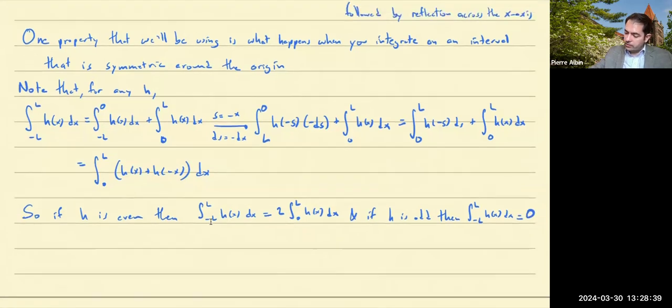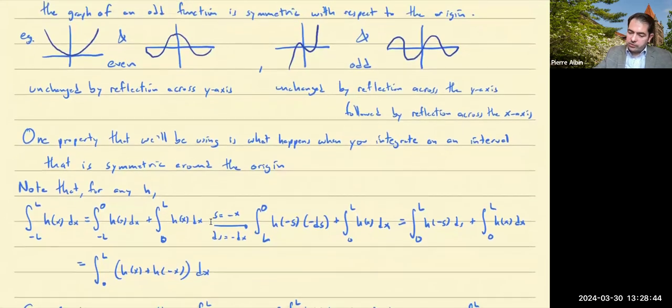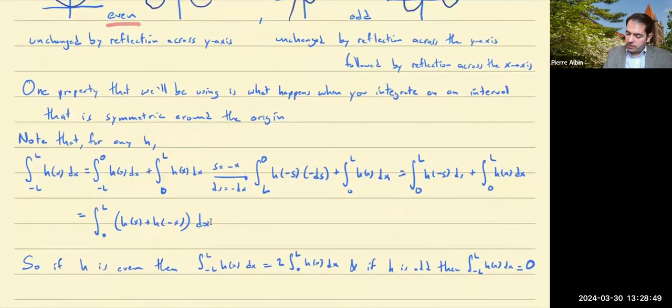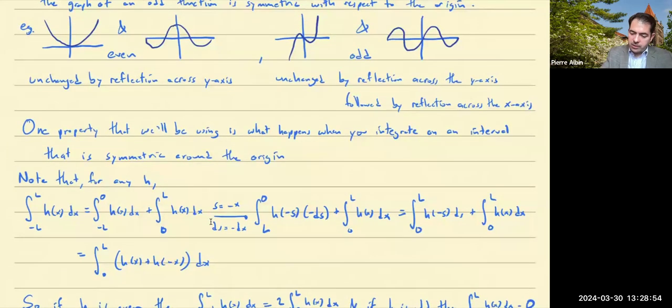Right? Let's think about that in terms of the graph. If I have an even function, then this says that integrating from minus L to L is the same as doing twice the integral from 0 to L. If you think about integrating from 0 to L, that would be the area under the graph here. If I were to go from minus L to L, that would be this area under the graph and this area under the graph. And what we've just computed is that this area is the same as this area. So you might as well just compute this one and multiply by 2.